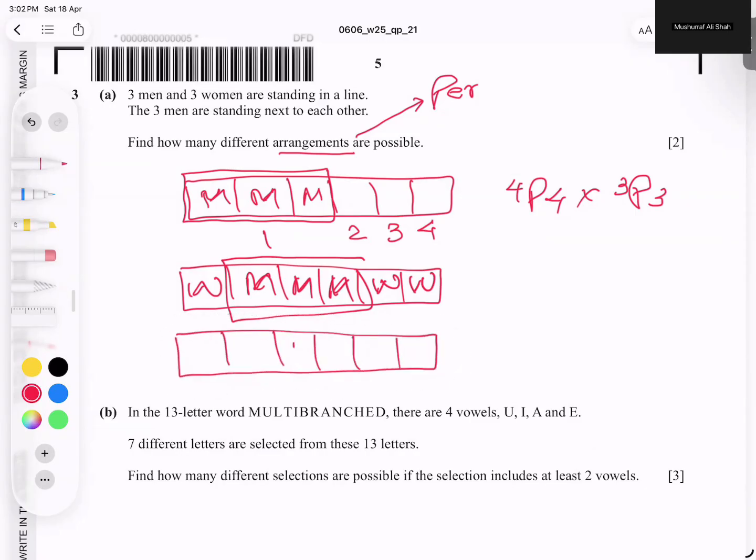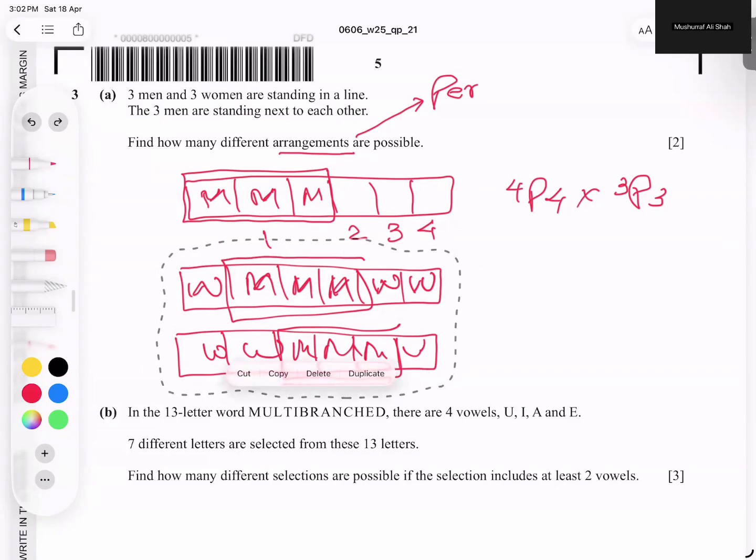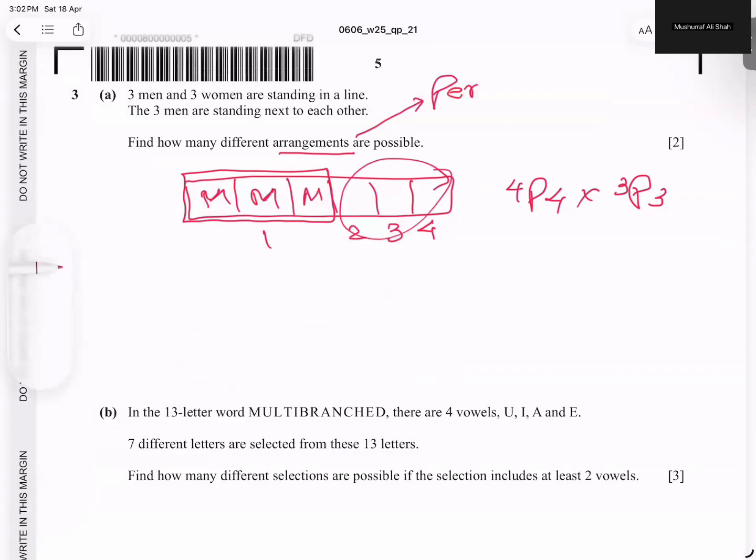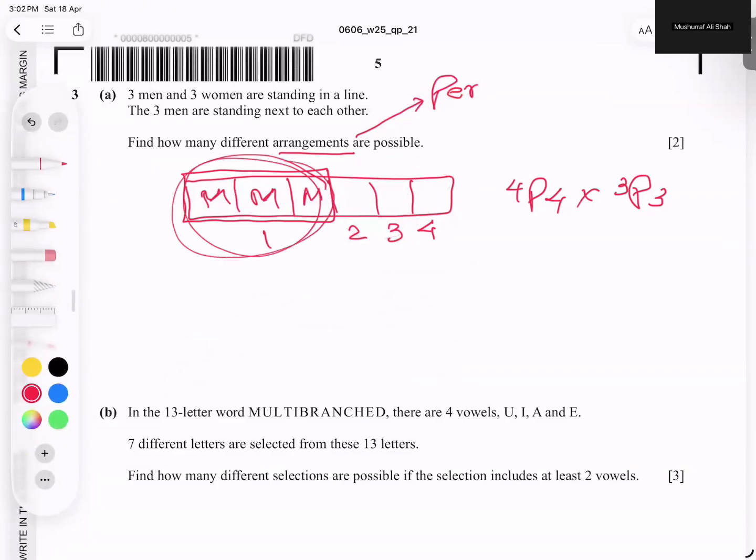This man will be here, man will be here, will be here. So this is the story. Now women and women and women. So I think you understood very well. This extra example I have given, I'm just erasing it. So you people understand that these ladies can shuffle, but this man cannot shuffle, only shuffle inside the box. So that is why, what is the answer for this?